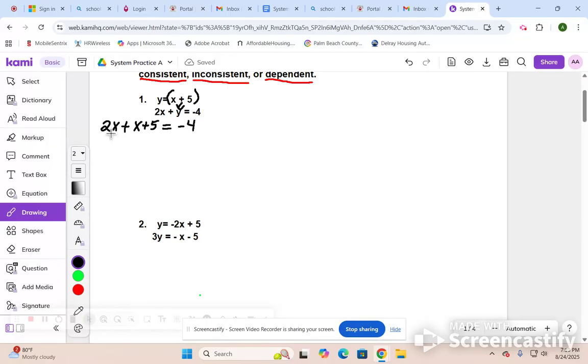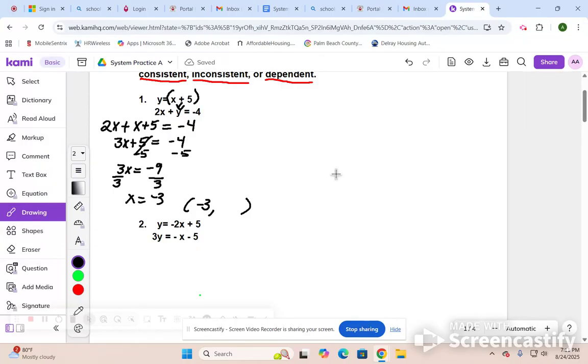Continue copying the equation and then solve it for x. 2x plus 1x, that's 3x plus 5 equals -4. Subtract 5 from both sides. You'll have 3x equals -9. Divide by 3. x is -3. So the x value for the solution for the system is -3.